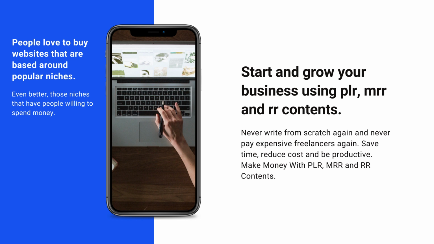Finally, never write from scratch again and never pay expensive freelancers again. Save time, reduce cost and be productive. Make money with PLR, MRR and RR contents.